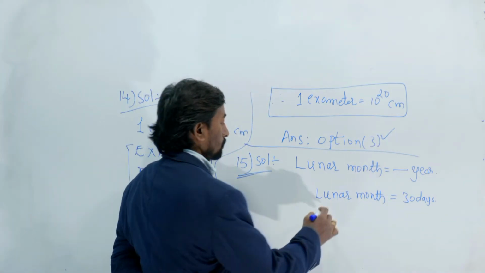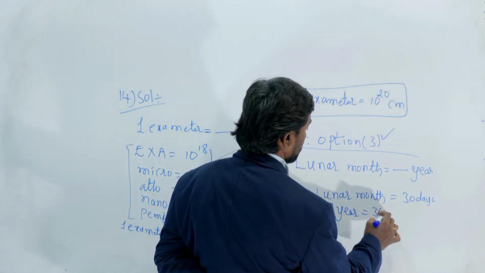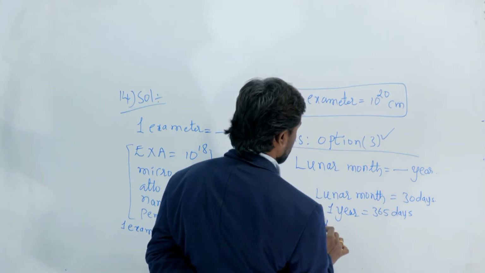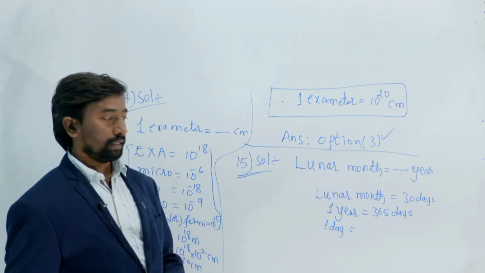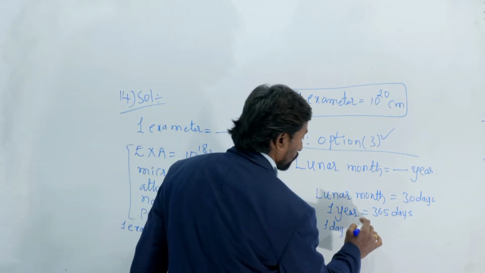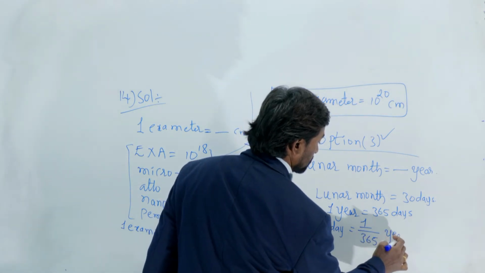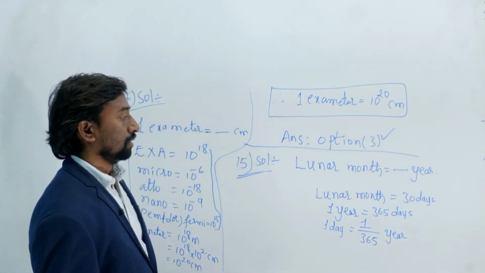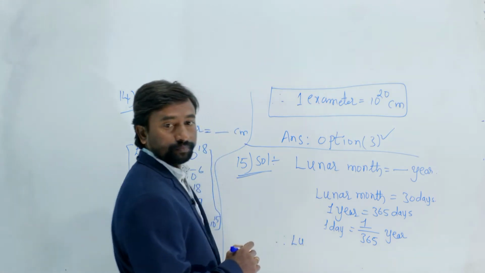We know 1 year is 365 days generally. Then 1 day is equal to how much? We want 1 day, so this 365 we send to the other side. It will become 1 by 365 years. Here 1 day is equal to that much. So now 1 lunar month.